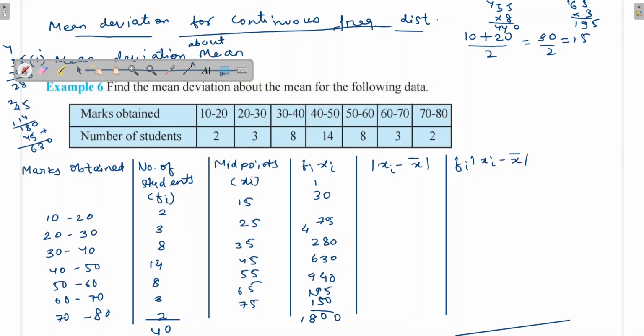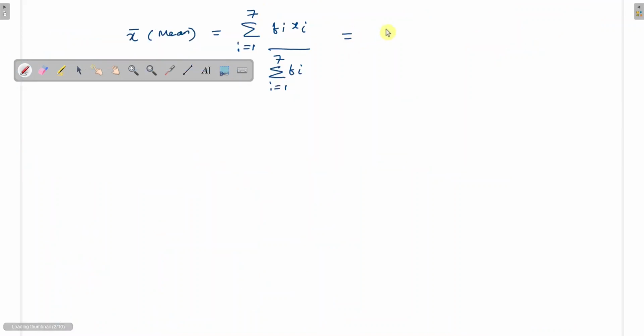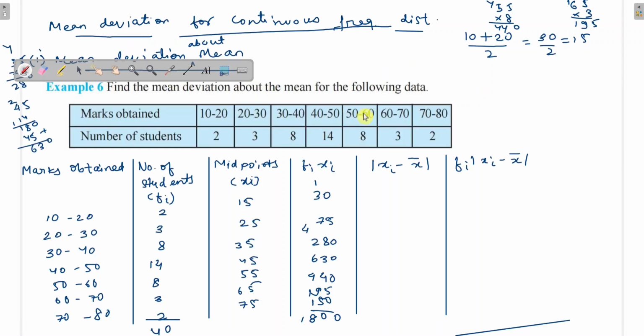Okay, so what we will get here is 1800 divided by 40. So the zeros cancel, 4 1s are 4, 4 4s are 16, 2 remains, 4 5s are 20, so 45. Now once we have the mean, we can calculate the last two columns here.